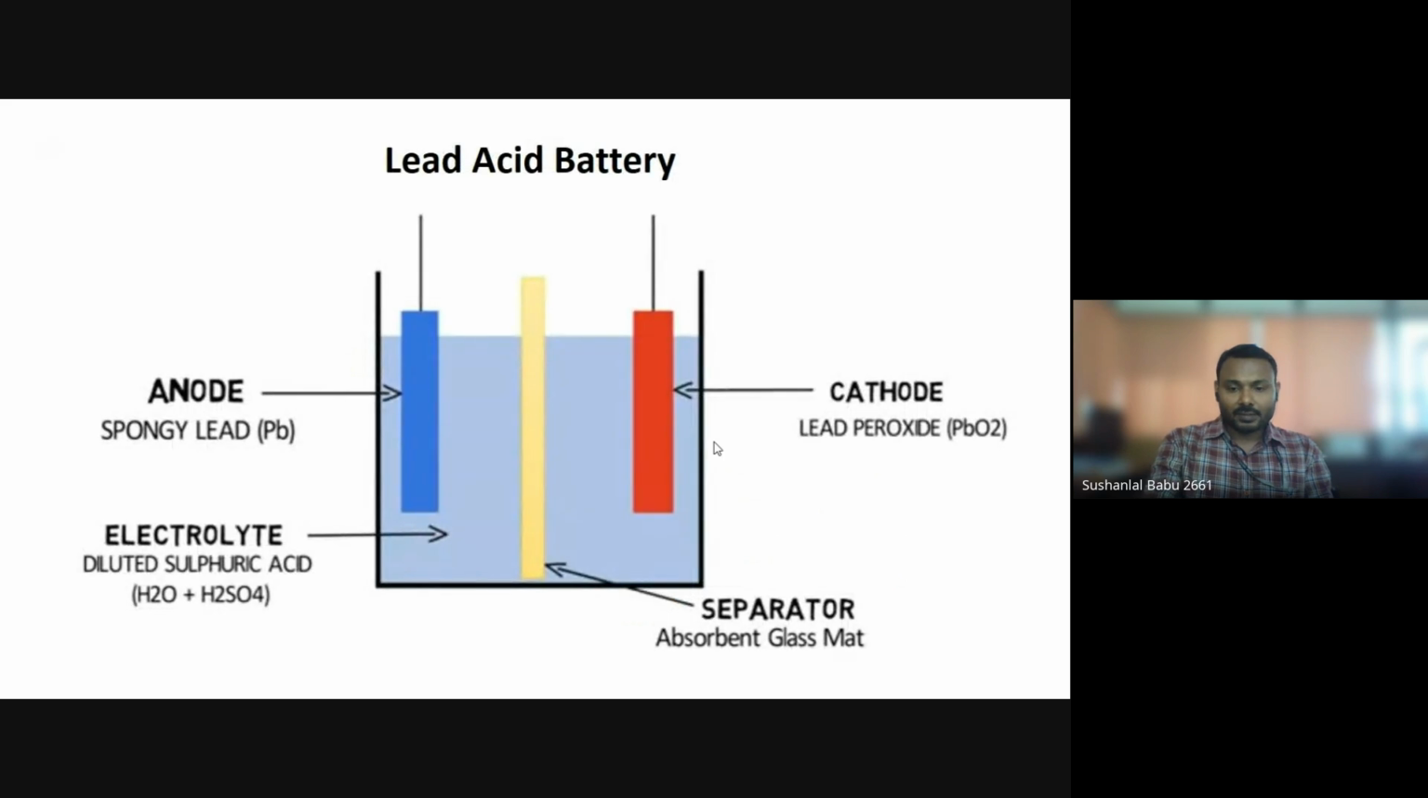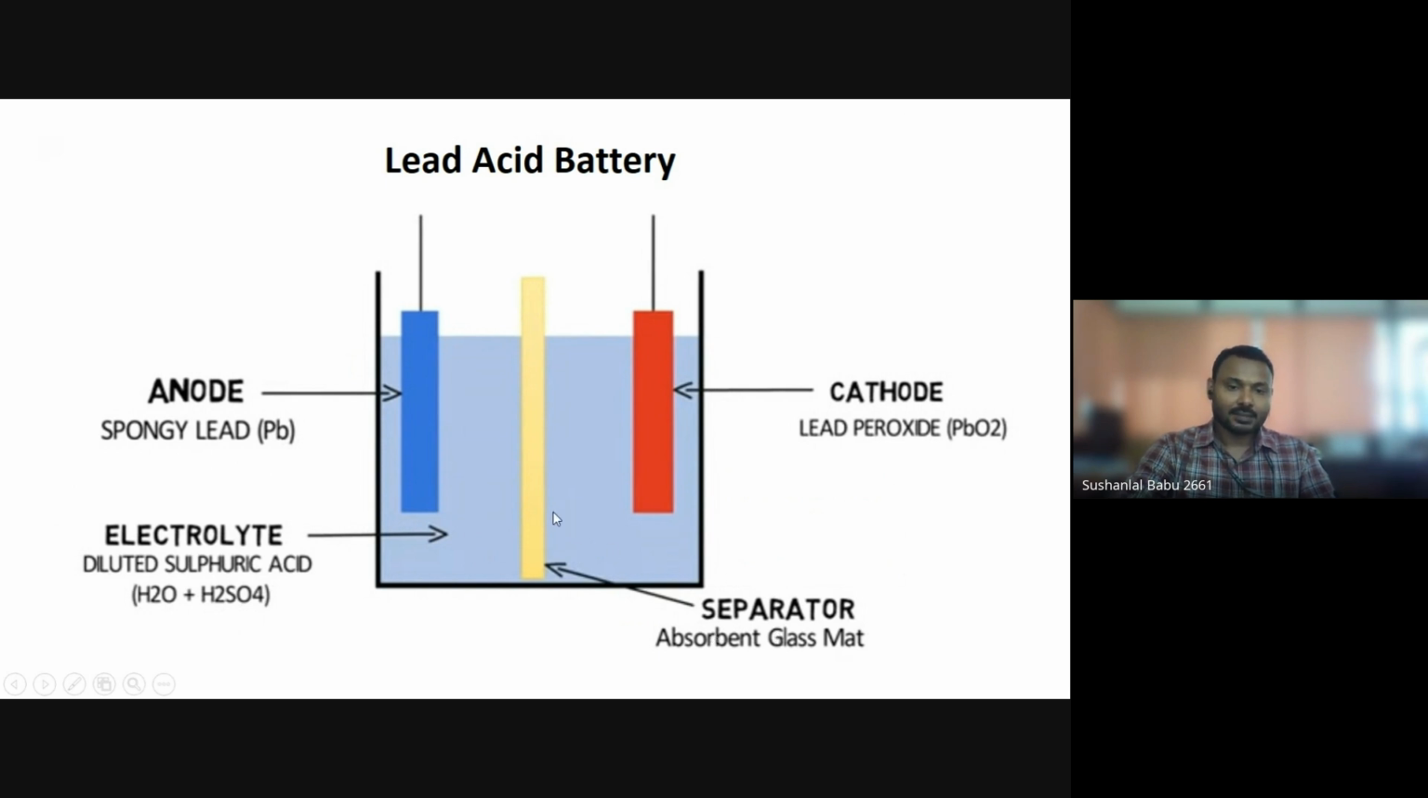What are the main components of a lead acid battery? You can see here the anode, cathode, electrolyte, and an extra one, the separator. The anode is made up of spongy lead, that is Pb, and the cathode is made up of lead peroxide, that is PbO2. The electrolyte is diluted sulfuric acid, H2O plus H2SO4. It's not concentrated, it is diluted. And the separator is an absorbent glass mat.